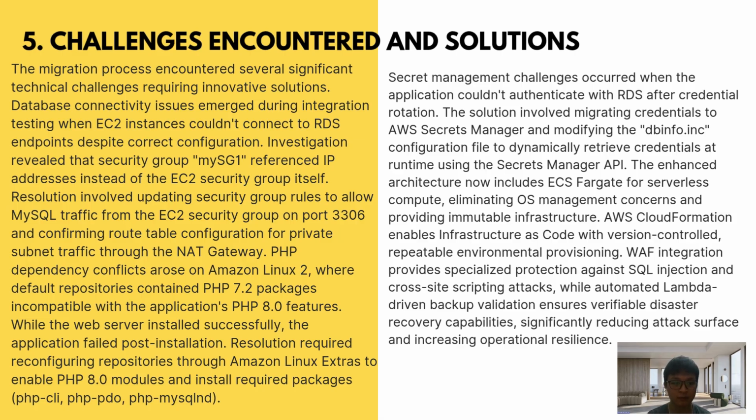Resolution required reconfiguring repositories through Amazon Linux Extras to enable PHP 8.0 modules and install required packages such as the PHP CLI, the PHP PDO, and the PHP MySQL ND. The secret management challenges occurred when the application couldn't authenticate with RDS after credential rotation. The solution involved migrating credentials to AWS Secrets Manager and modifying the dbinfo.inc configuration file to dynamically retrieve credentials at runtime using the Secrets Manager API.